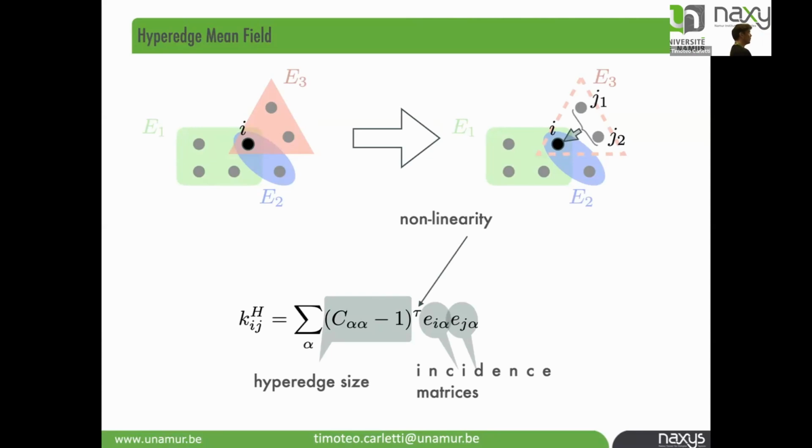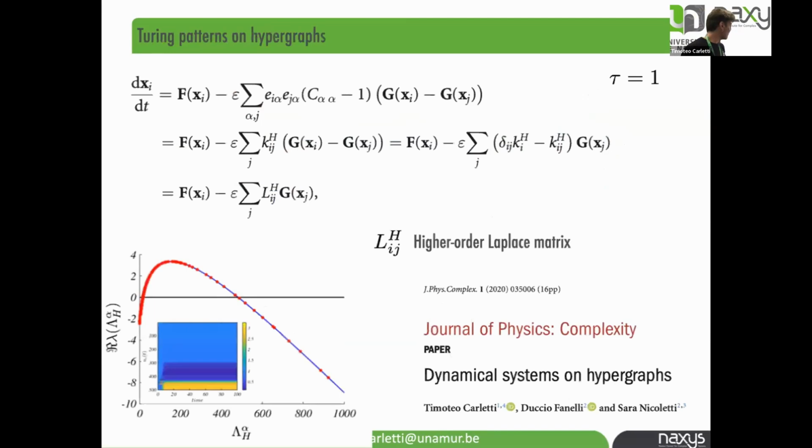You say that I can introduce an equivalent network, because now I have a weighted network, where the connection between I and J depends on the size, C alpha, of the hyperedge times some power, that can be positive or negative, to influence in some way the nonlinearity of the system. Okay, so this is a possibility, and this has been done again with Duccio, and we proved that one can indeed have patterns by using this mean field assumption on each hyperedge.